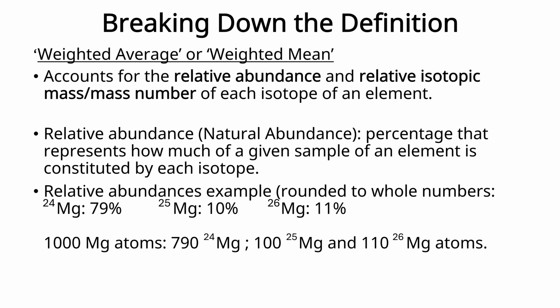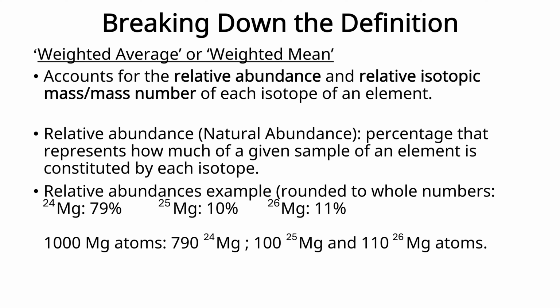Let's start with weighted average or weighted mean. Average and mean, we know what these terms mean for mathematics. It's the value you get when you add up all the values in a data set and then divide by the number of values in the data set. But hang on, it's not that straightforward when it comes to relative atomic mass because of the term weighted. Weighted signifies that you have accounted for two variables, both of which are to do with isotopes.